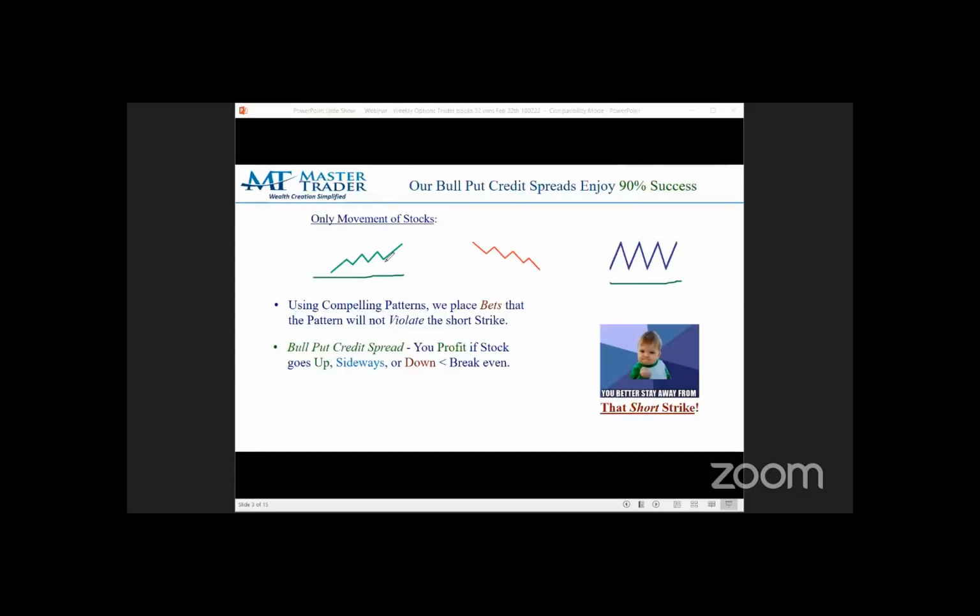So as long as the stock continues to go up, as long as it just goes anywhere except under this support, and it can actually even go down a little bit as long as it stays above our break-even point, we profit. So the premium that we're taking in by selling these options, we refer to it as our cushion to be wrong. We don't have to be perfect.